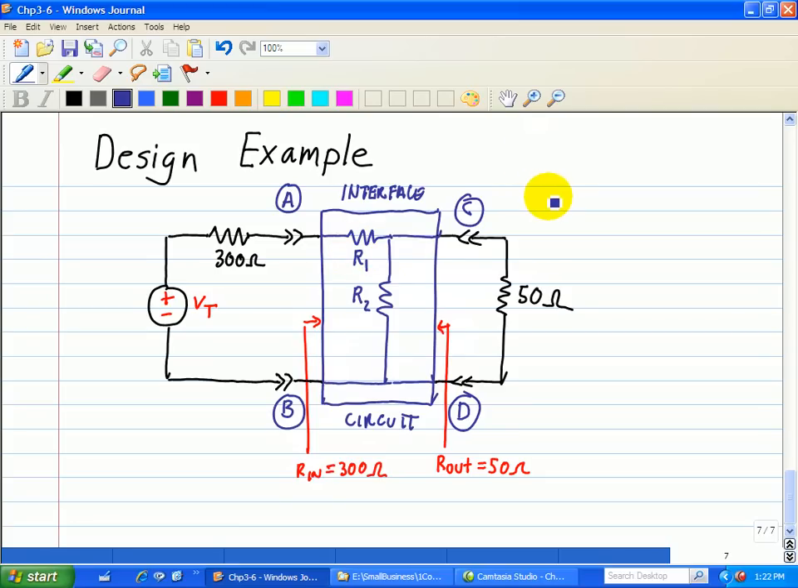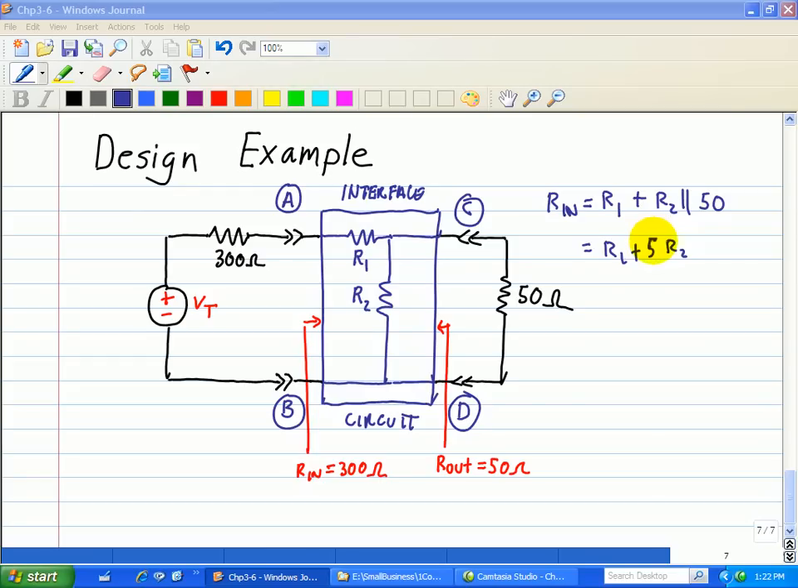and this parallel combination will be in series with R1. In other words, R in is equal to R1 plus R2 in parallel with the 50 ohm resistor, which is equal to R1 plus R2 times 50 all over R2 plus 50.